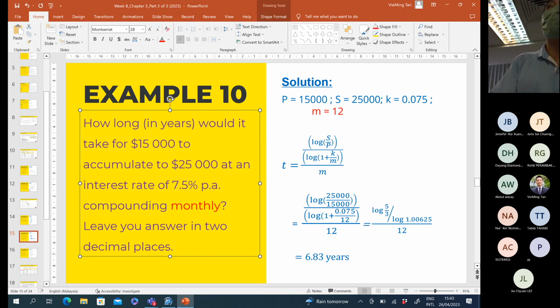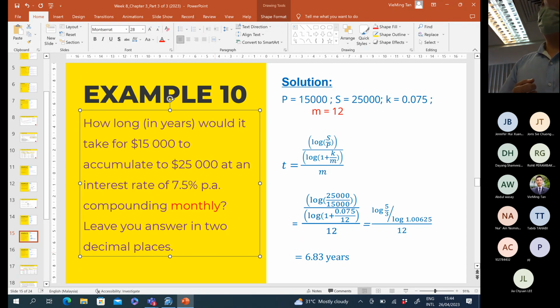So we write down the information first. Interest rate 7.5% per annum, compound. Because of this word compound, 7.5% is the K. It's no longer the R, but the K. Monthly will tell you the value of M. Monthly means 1 year has 12 months, so M is equal to 12.